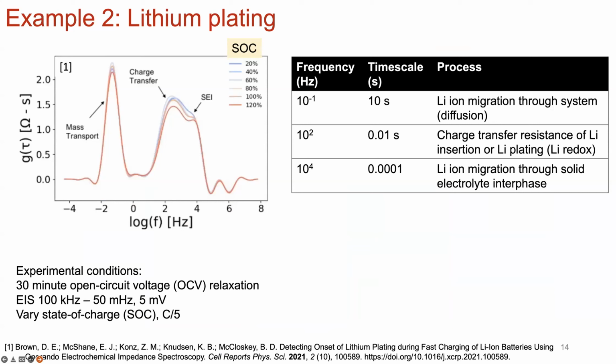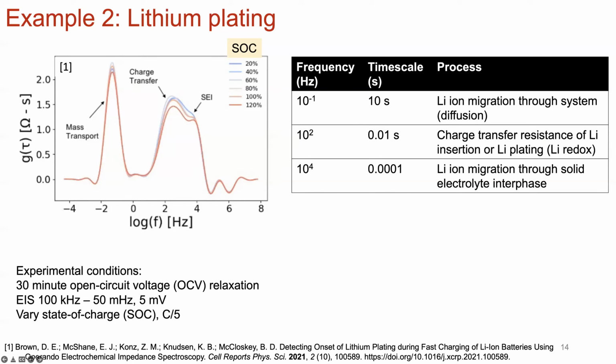Okay, so back to our lithium plating example. Here, from the impedance data, we can plot G of tau as a function of the log of frequency, and we can see that there's a process at 10 to the minus 1-ish, and then at higher frequencies, 10 to the 2, 10 to the 4, okay?